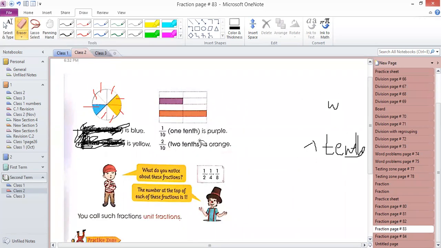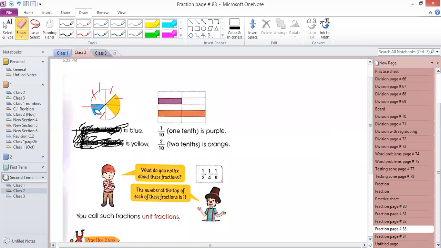Okay. Look here, guys. Here 1/8 is blue, 1/10 is purple, 2/8 is yellow, 2/10 is orange. This is how you have to write it and read it. All clear, guys? Yes, sir. Very good. All students, you have to use your own name. Don't use any other name, okay? Use your own name so that I can identify you.